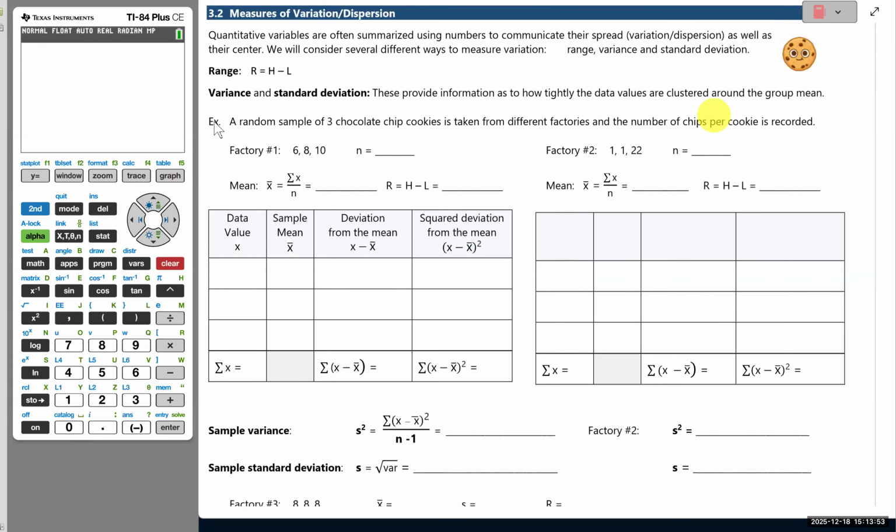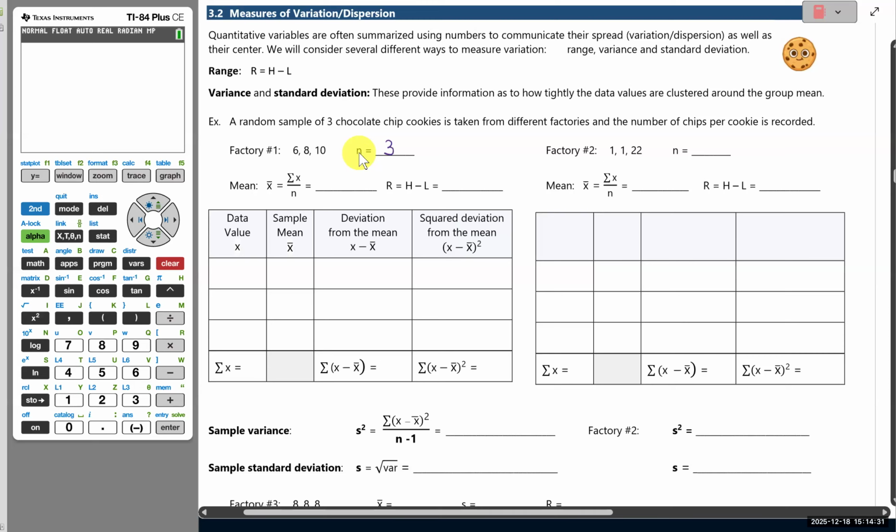So let's see this in action with our first example. We have a random sample of 3 chocolate chip cookies taken from different factories, and the number of chips per cookie is recorded. We are going to stick with very small sample sizes here just to illustrate the concept of variance and standard deviation. So here's my first factory. We take a random sample of cookies. The first cookie had 6 chocolate chips, the next one had 8, and the next one had 10. We're going to start with identifying lowercase n, our sample size, so 3 cookies.